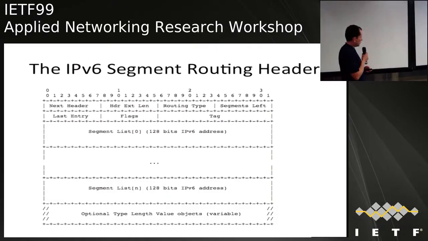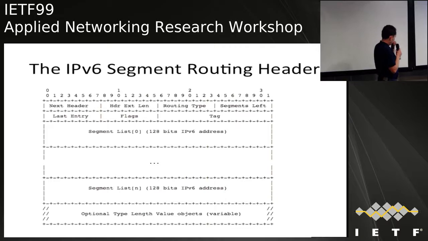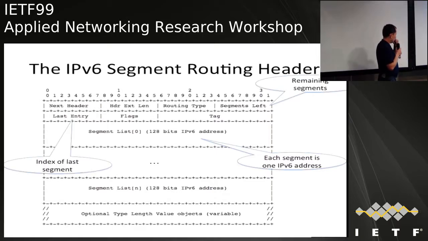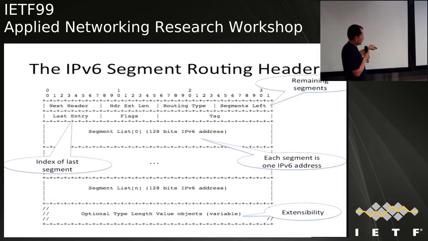We define an IPv6 segment routing header, so a new IPv6 extension. And what do we find in this IPv6 extension? Well, a list of IP addresses that are the intermediate segments. So we can have a list of segments inside the IPv6 extension header, and each segment uses one IPv6 address. And then, as with the traditional source routing implementation, you have the number of remaining segments and the index of the last segment in the packet. And there is extensibility with TLV objects that you can add inside the IPv6 segment routing header. So nothing really special. What's important is that you have a list of segments inside each packet.